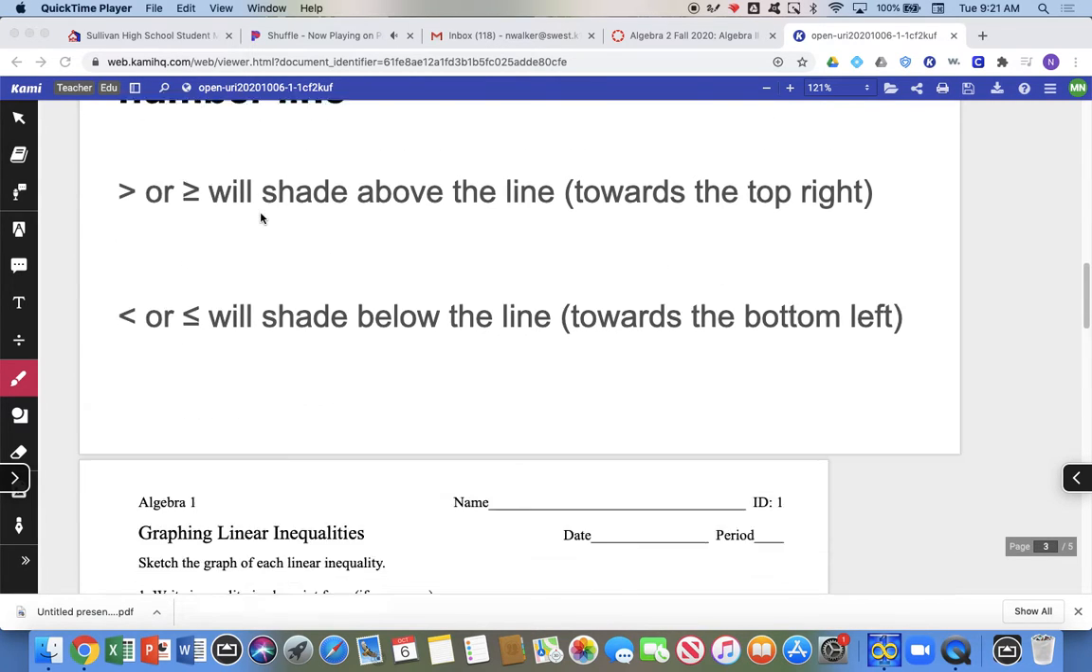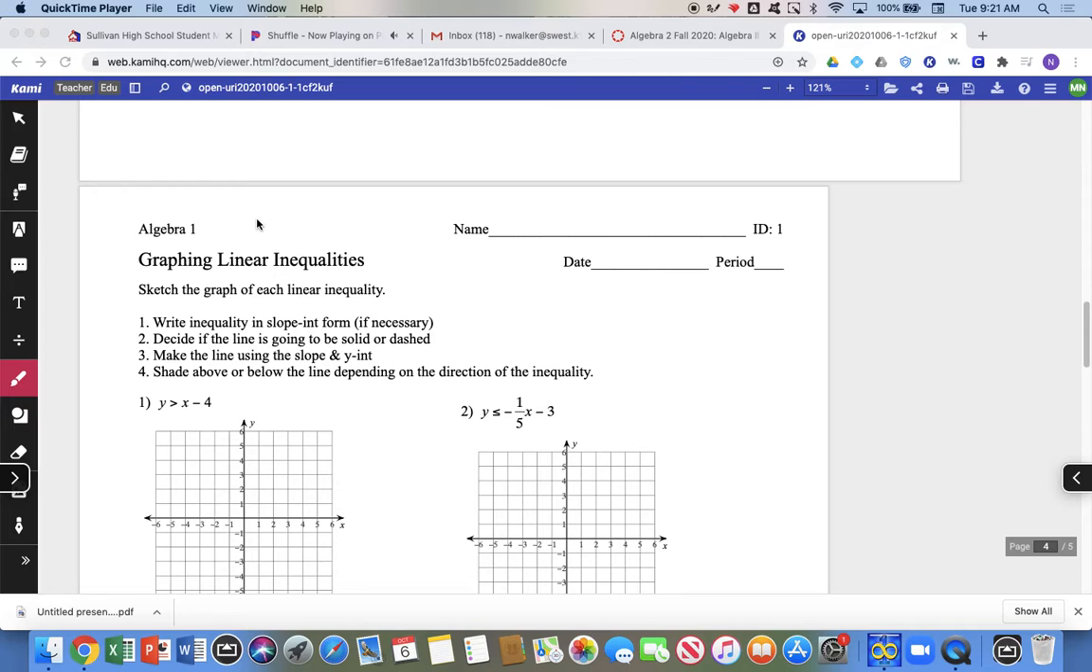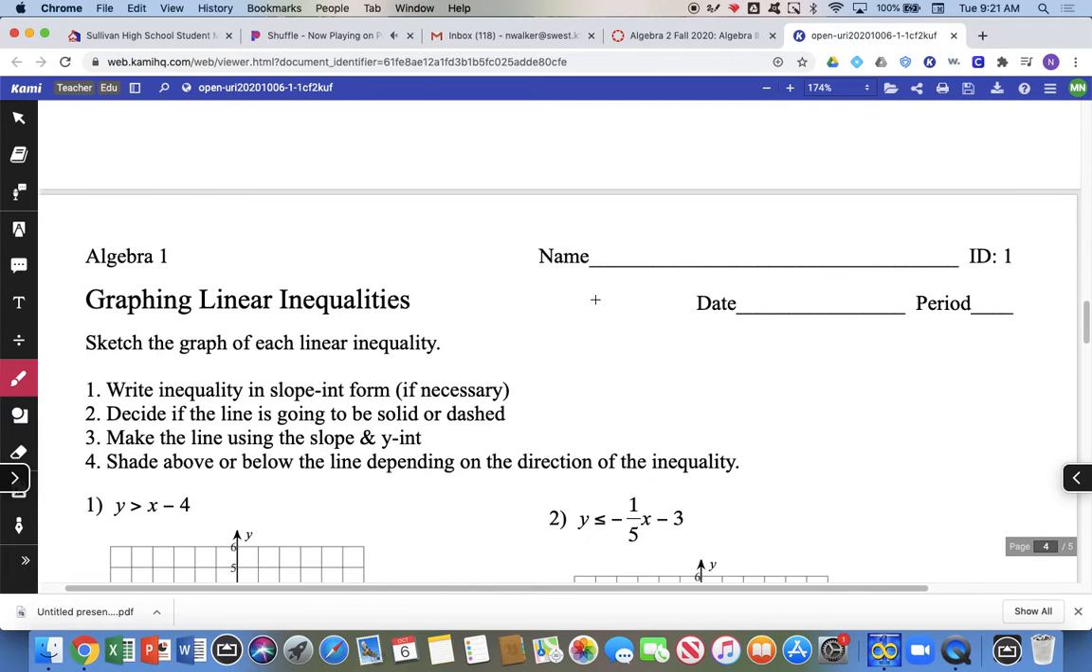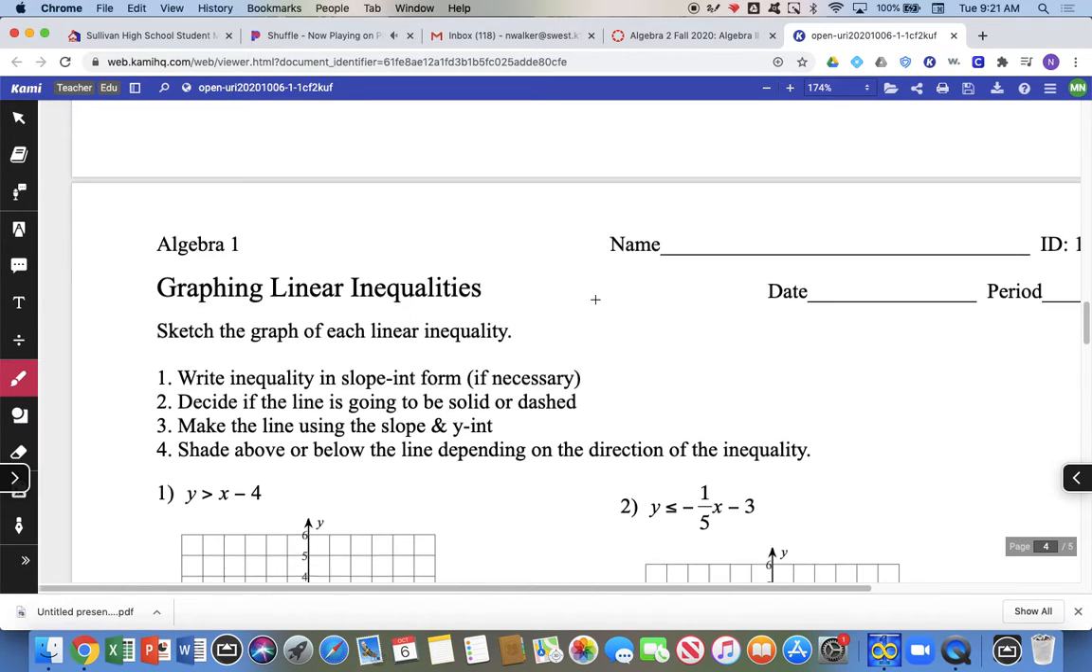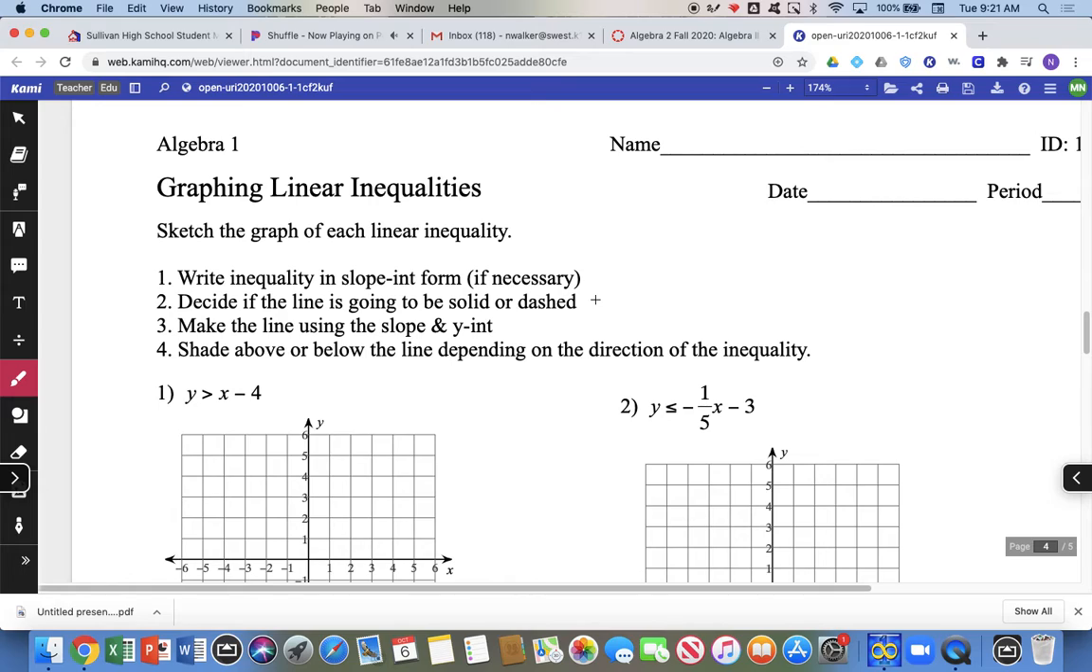Good. All right. Whenever we are graphing today, I'm going to zoom in just a little bit. You don't have to write this step by step, but this is the process that we're going to go through. The first thing we are going to do is, if it's not in slope-intercept form, put it in slope-intercept form. Then we're going to decide if it's solid or dashed, then we'll make our line, and then we'll decide which way to shade.